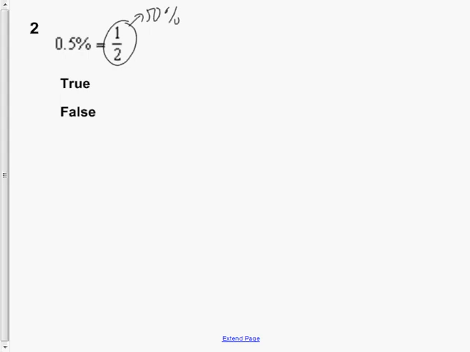Okay, 50%, and this is less than 1%. So clearly this also is false because they are not the same thing.